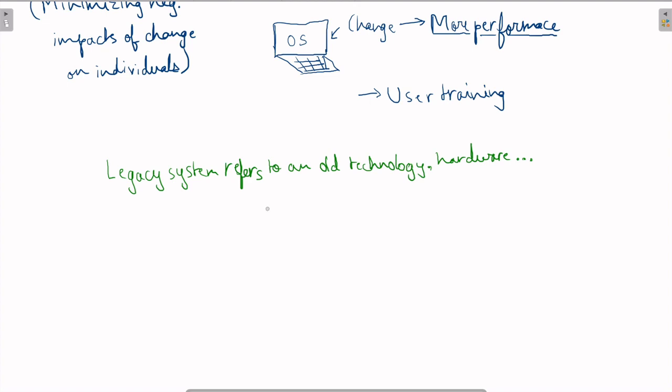Now, it's important to understand that while it's still old, legacy systems are still used a lot in today's day and age, right? For example, I'll give you an example. NASA, a very big organization, right? NASA still uses legacy firmware to this day, right?